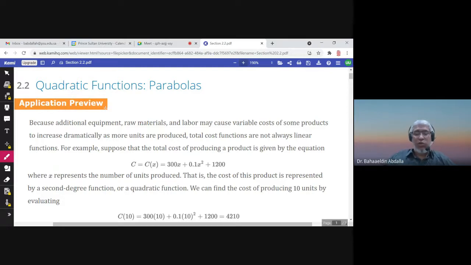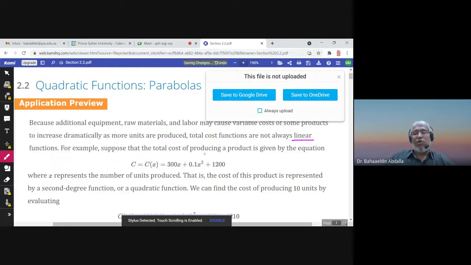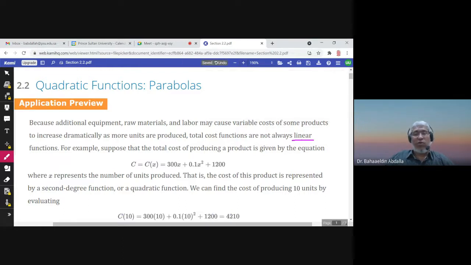This is section 2.2 and it's about quadratic functions or parabolas. Let us start with this application preview. Well, additional equipment, raw materials, and labor may cause variable costs of some products to increase dramatically as more units are produced. So total cost functions are not always linear. We studied linear cost functions before in the previous chapter. Now we will talk about total cost functions with quadratic equations.